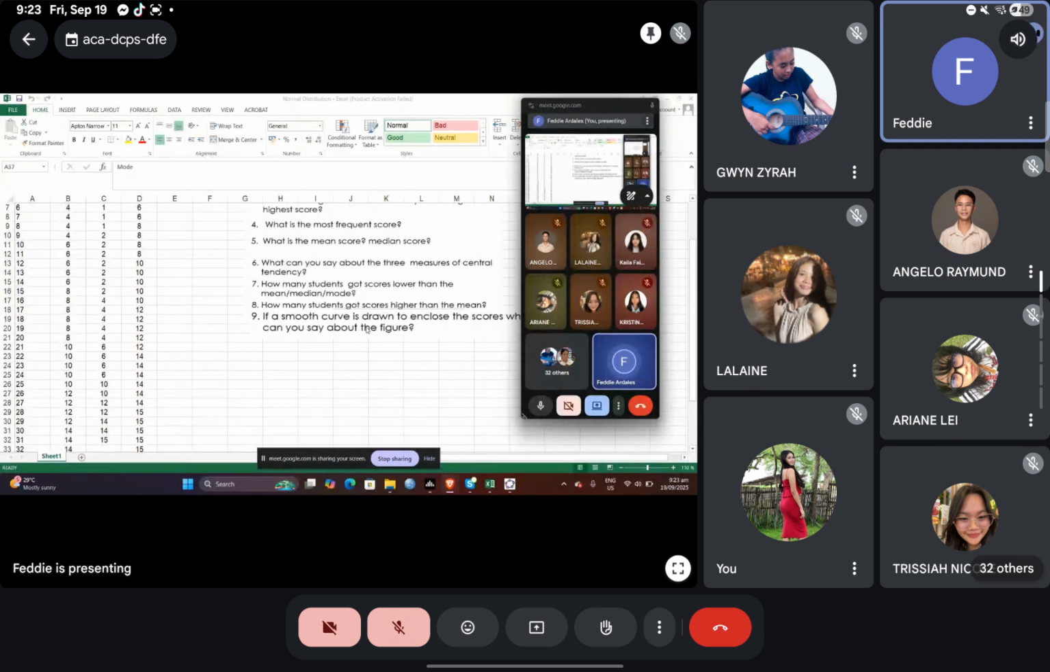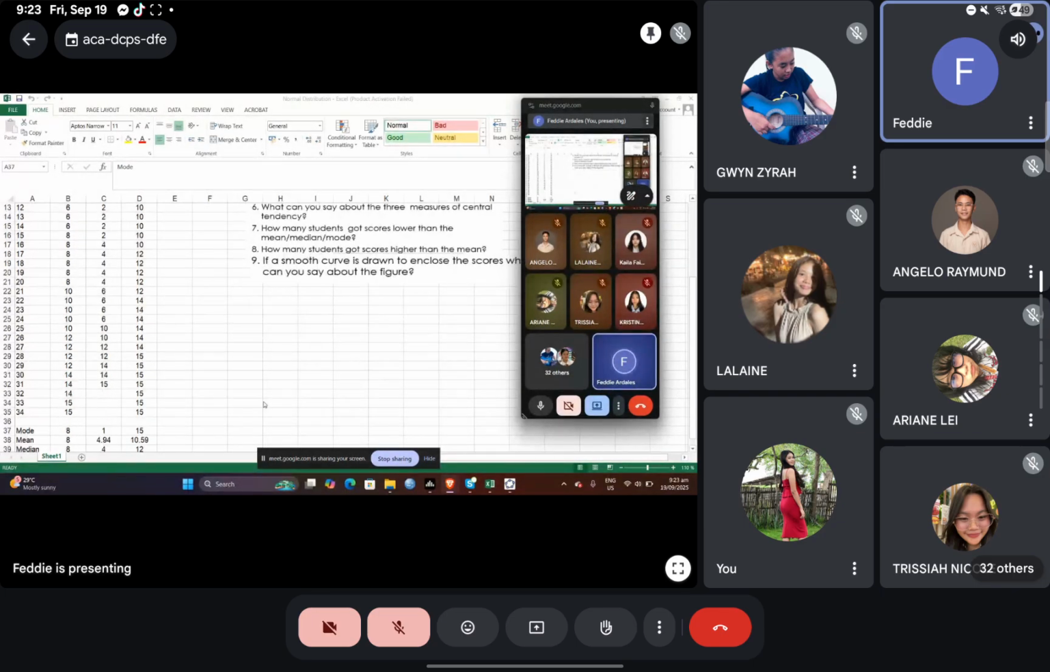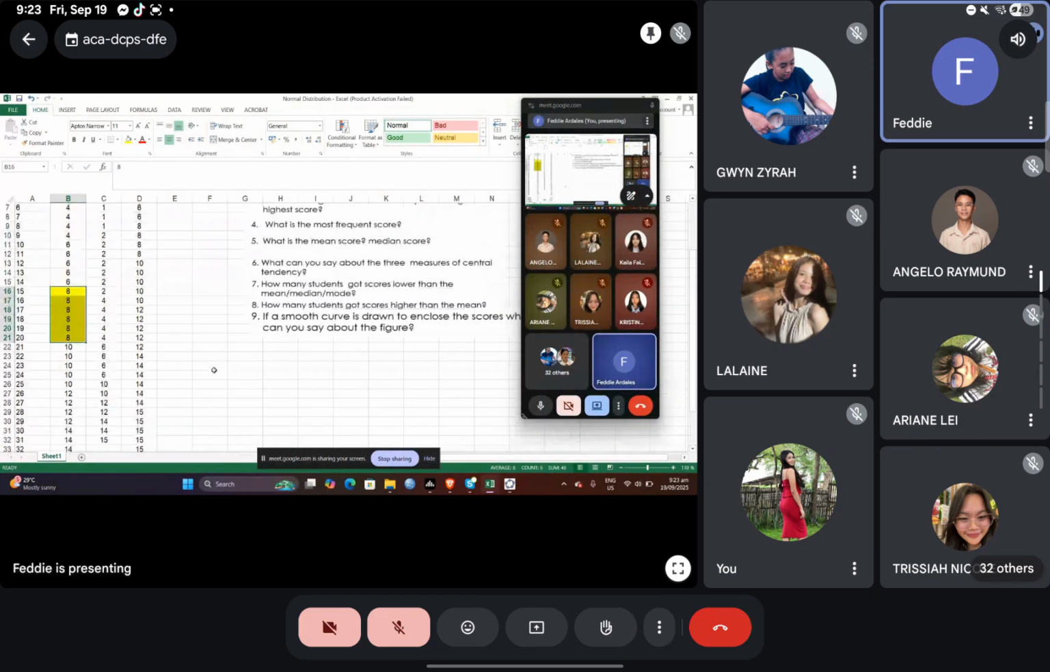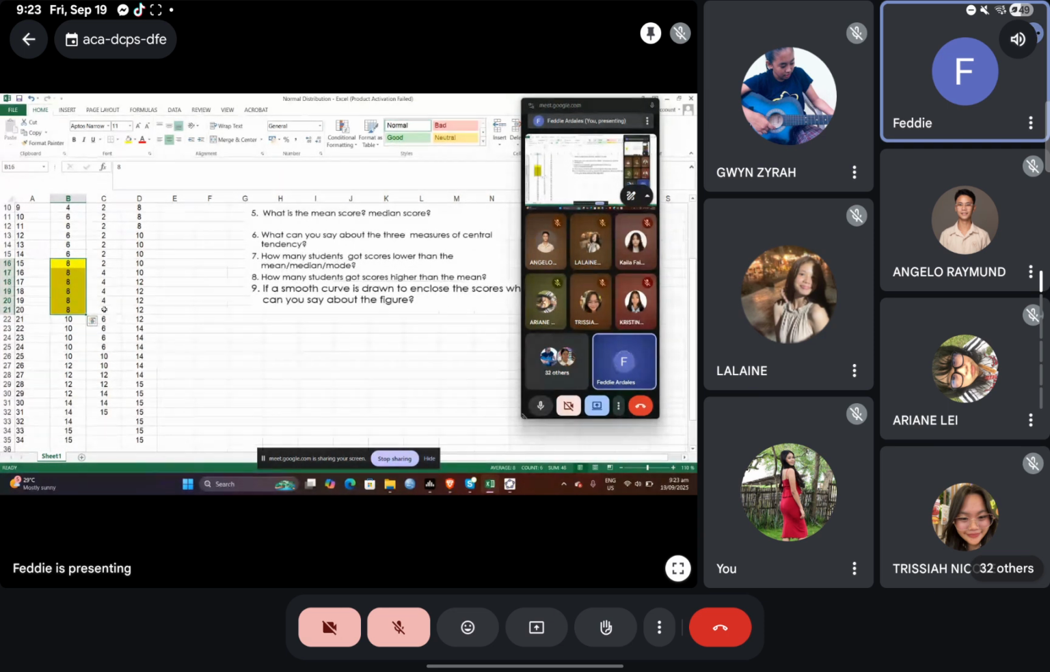Okay, another question here. How many students got a score lower than the mean, the median, and the mode? So if we try to highlight this one, let's say the mean, the median, and the mode are somewhere here. While for the other one, the mean is somewhere between here.